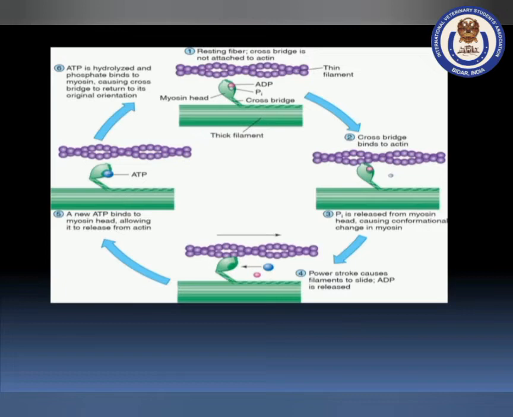Phosphate is released from the myosin head, causing conformational change in myosin. Power stroke causes filament to slide. ADP is released. A new ATP binds to the myosin head, allowing it to release from the actin. ATP is hydrolyzed and phosphate binds to myosin, causing cross bridge to return to its original orientation.